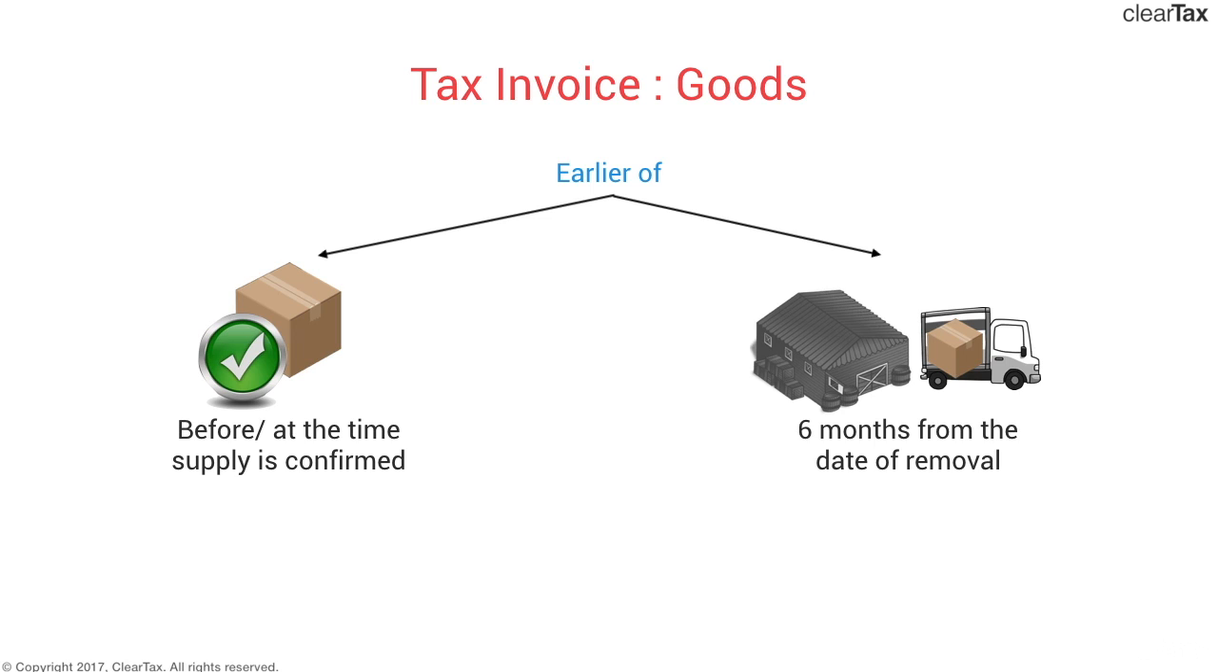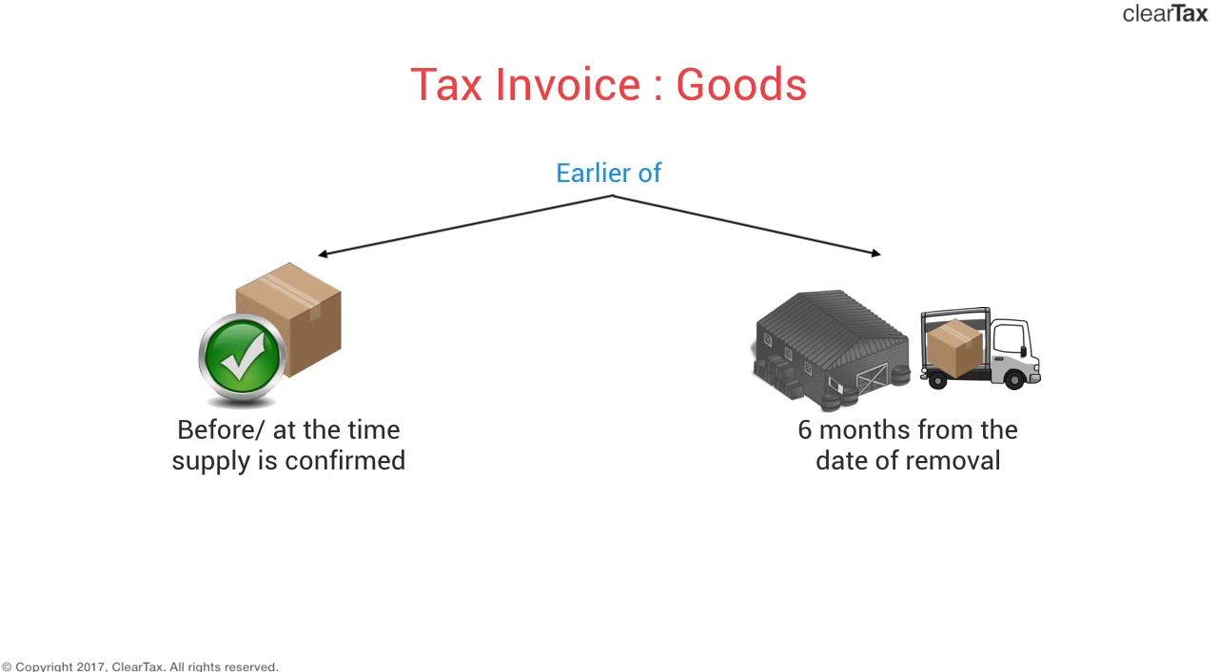The supplier shipped the jacket to you, but you've not given your answer for 6 months after receiving the jacket. Then the law assumes that the sale is done. You cannot take forever to give acceptance, and therefore 6 months from the date of removal. Earlier of these two dates would be the last date to issue tax invoice. And that's the last category of supply of goods. We've covered all three of normal, continuous, and goods sent on approval.